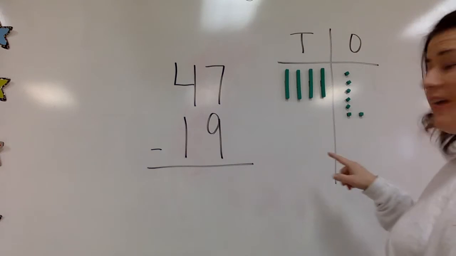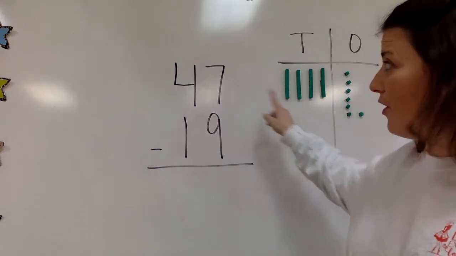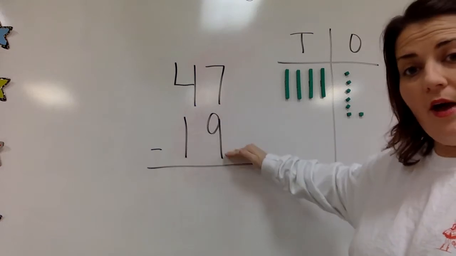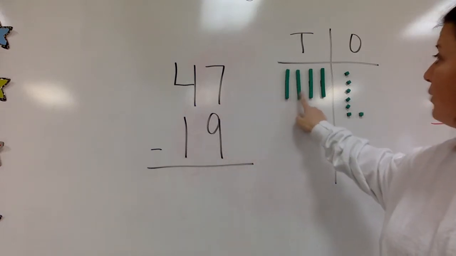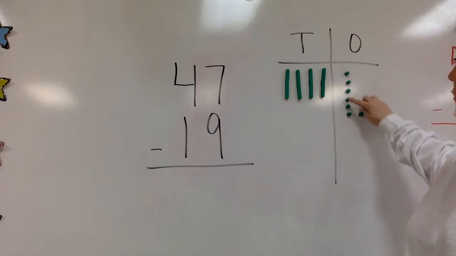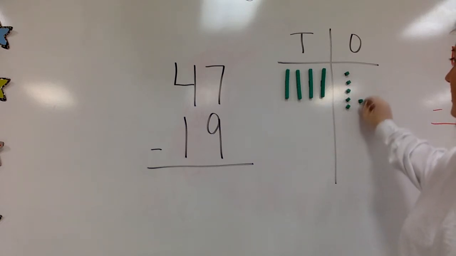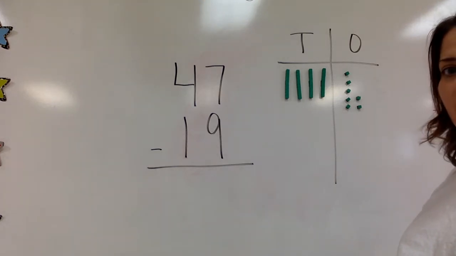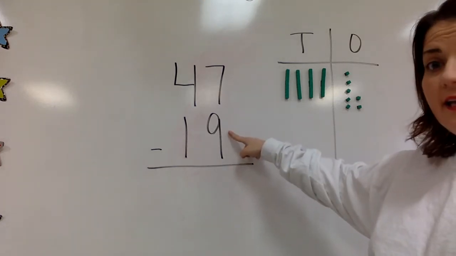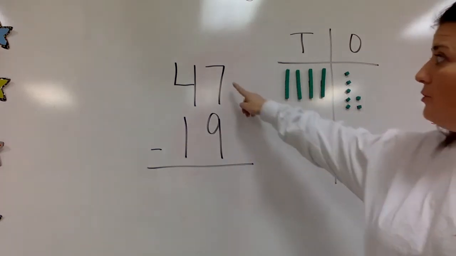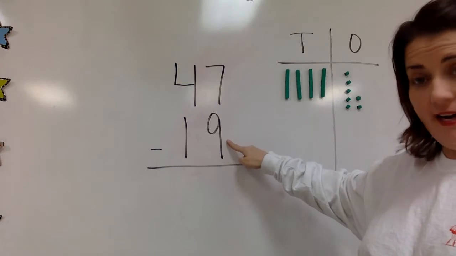Now this is subtraction, so I've modeled our first number, our start number, which is 47, and then we'll take away the 19. So I've got 10, 20, 30, 40, 41, 42, 43, 44, 45, 46, 47. So there's 47 there. And now we're going to take away 19. Well, we're going to start in the ones place. Okay, so we're going to do 7 take away 9.